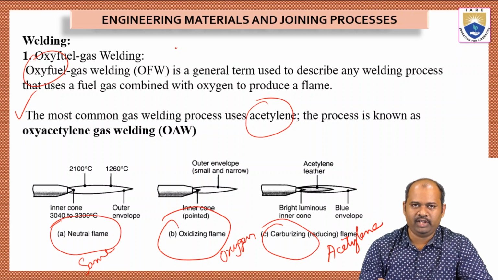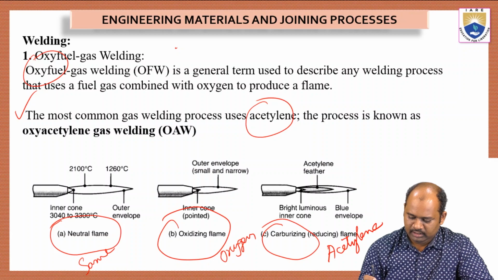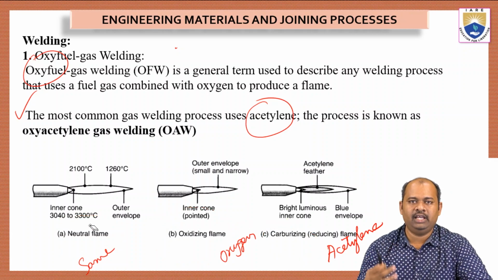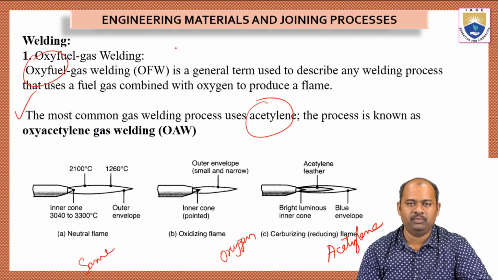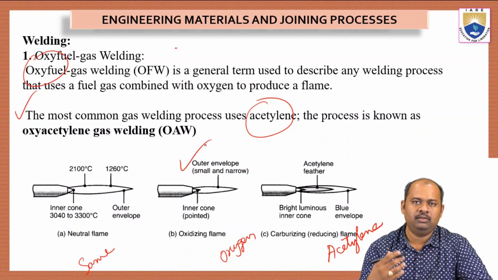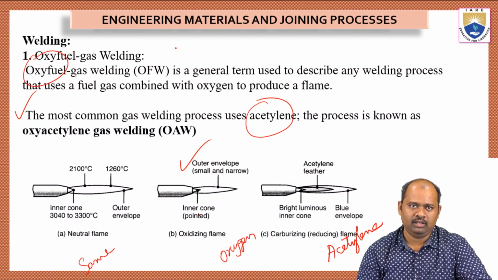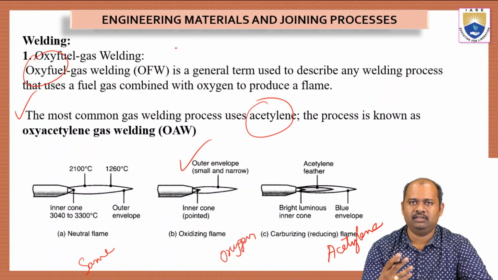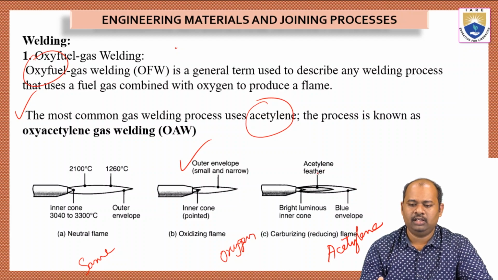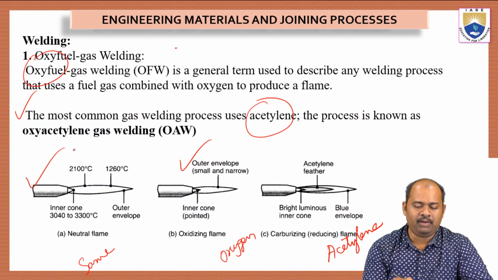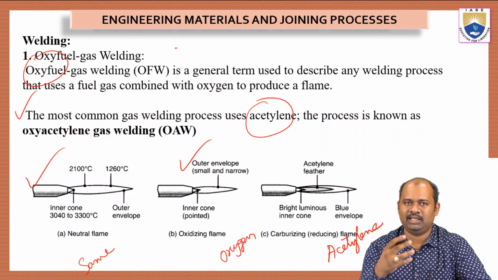So out of these three flames, we can simply observe that one flame is very hot, that is the oxidizing flame. When the oxygen is more in the flame, the temperature produced is very high. So this can be used for metals like iron, and also when the plate thickness is very high, we can use the oxidizing flame. If the thickness is somewhat lesser, we can use the carburizing flame. And sometimes we have to use the neutral flame in order to produce a clean weld.